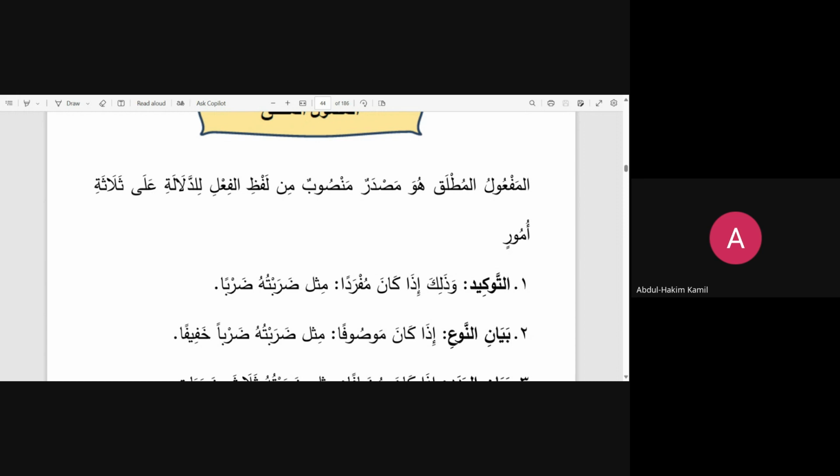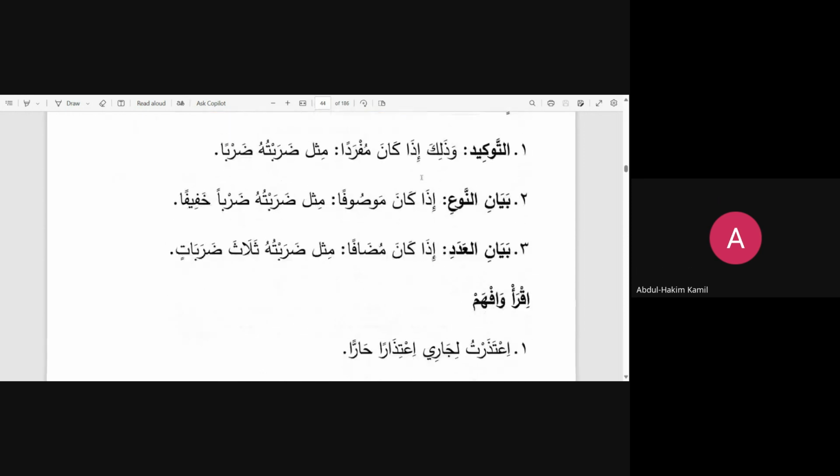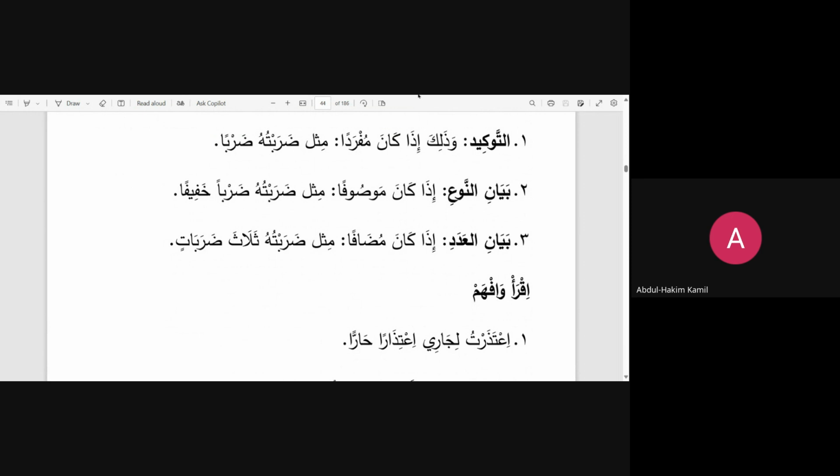But it conveys three different meanings. This is what we're doing a lot in our class, looking at the meaning of verbs and things, so you can express yourself or understand the intent of what you read in here. لِلدَّلَالَةِ عَلَى ثَلَاثَةِ أُمُورٍ. It's to indicate three things. One of them is tawkeed, emphasis, just to emphasize.